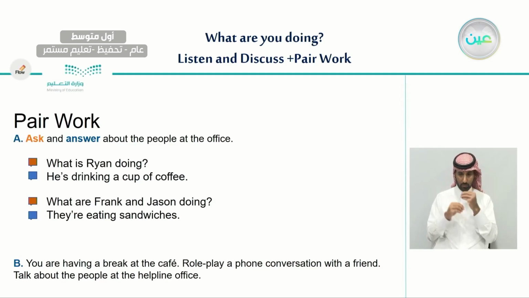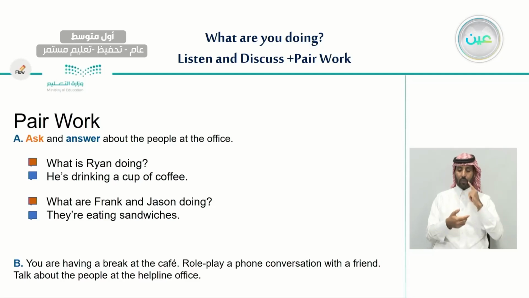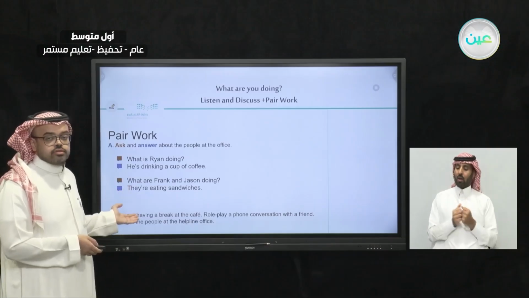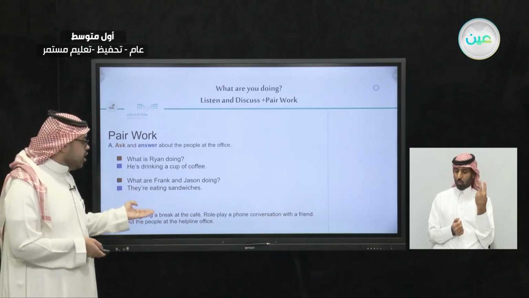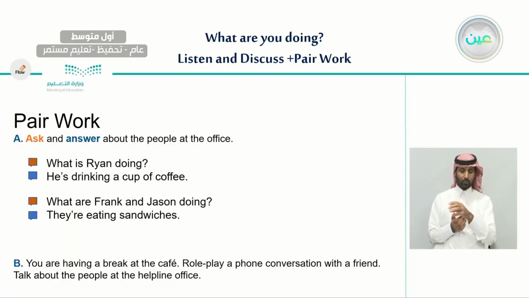So you can notice here from our last lesson that instead of repeating the names, instead of saying, for example, what is Ryan doing? We said Ryan is drinking. We use the personal pronoun. He is drinking. And also for the second question, instead of saying Frank and Jason, we use the personal pronoun they. So it will be they are eating sandwiches. So this is for exercise number A.